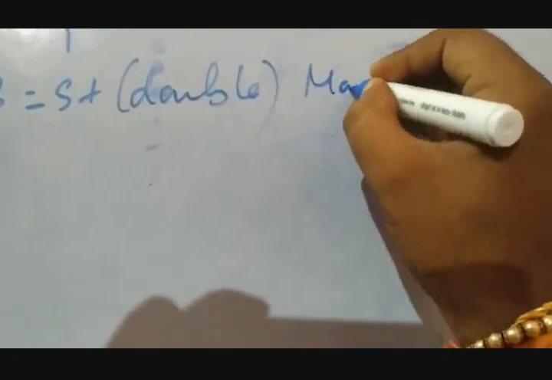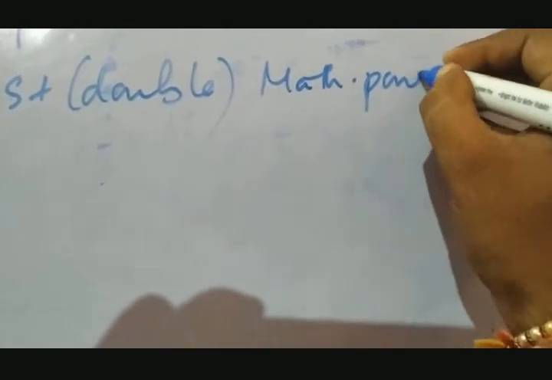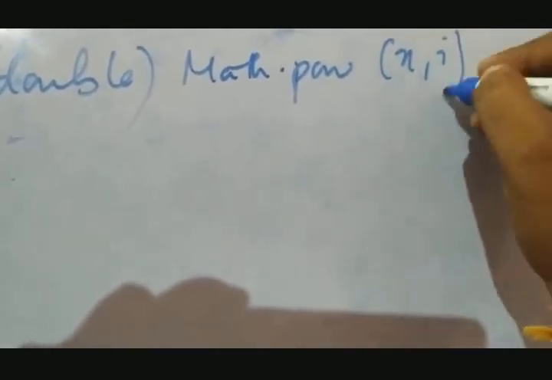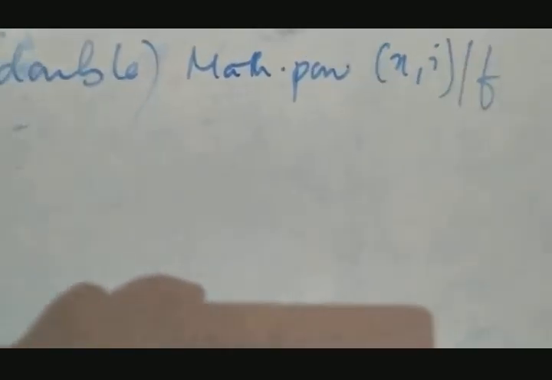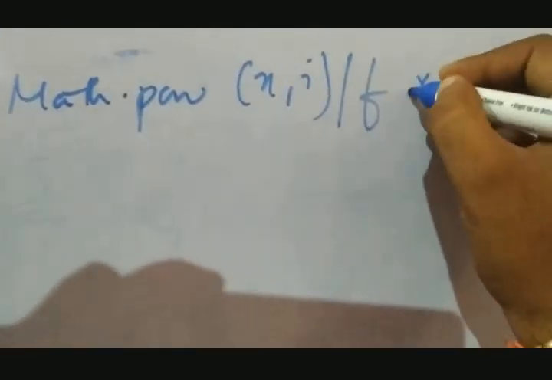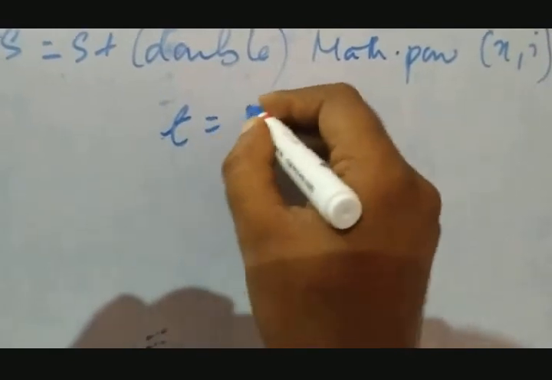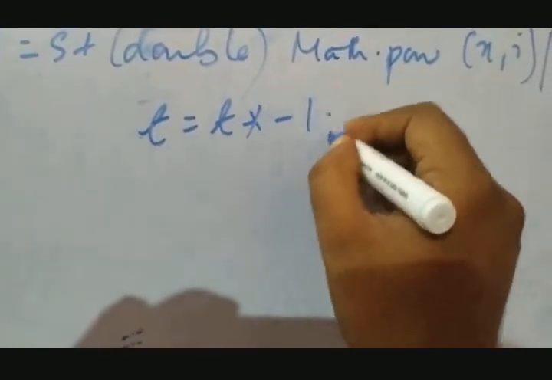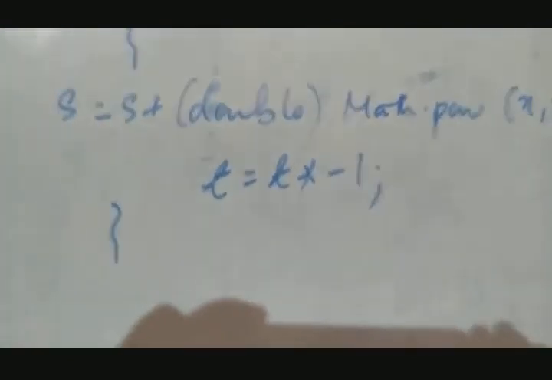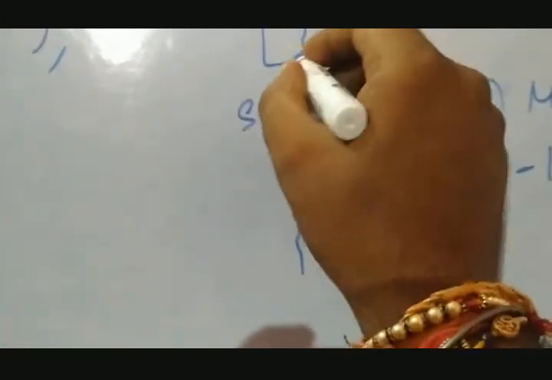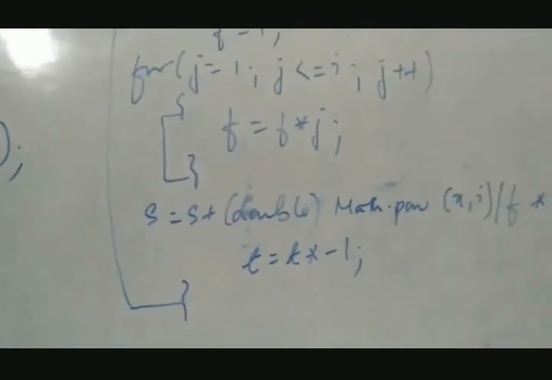So what is the value here? S equals to math dot power x to the power I upon f, and this is into t. Now here we need to change t equals to t into minus 1. So in the next step, look here, this is a for loop and this is an I loop.